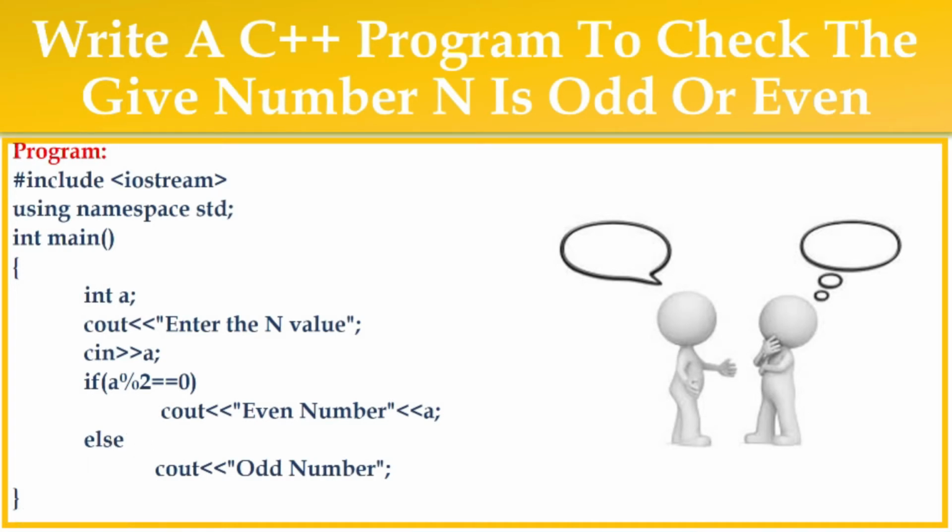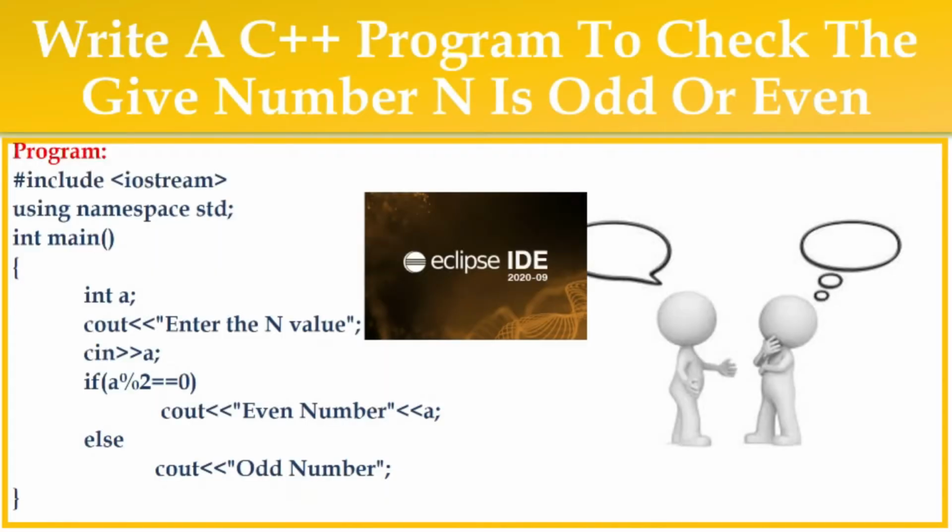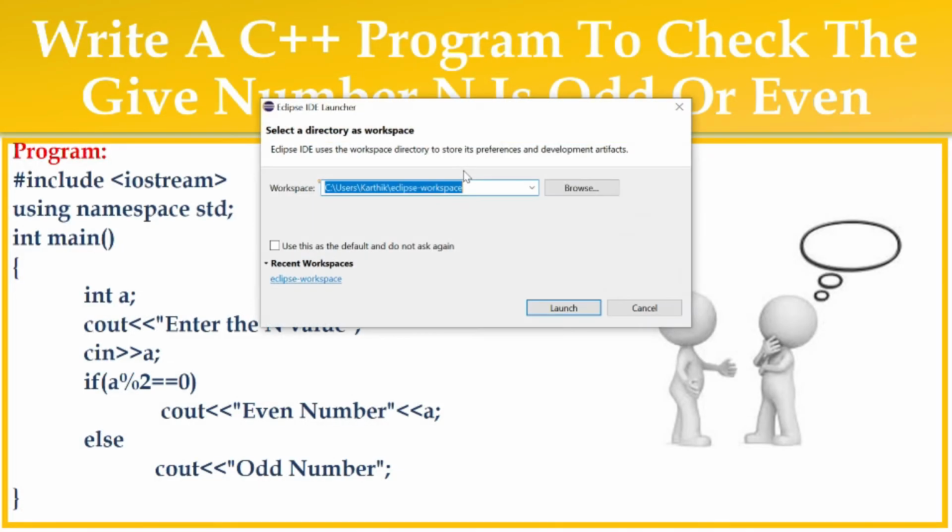Next step, I'm going to show you how to execute the program. In order to execute the program, I'm going to use the Eclipse editor. Just double click the Eclipse icon on the desktop in order to open it. When you double click the Eclipse icon, it will take you to the Eclipse IDE Launcher, where you have to select the workspace. If you wish to change the workspace, use the Browse option. Or else just click on Launch to use the default workspace. Now I'm going to use Launch.